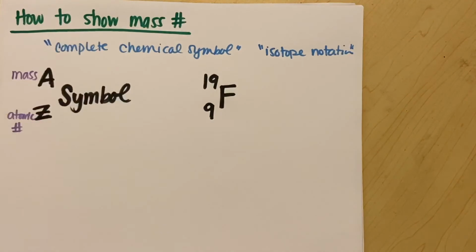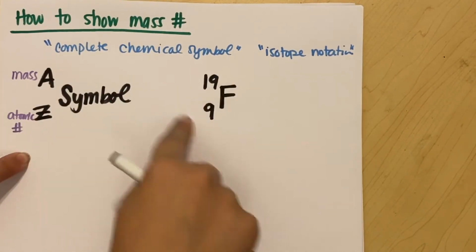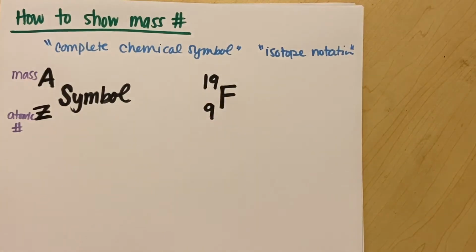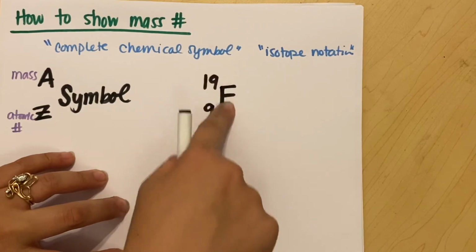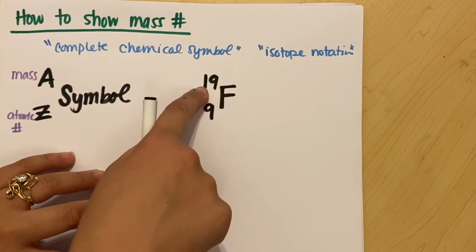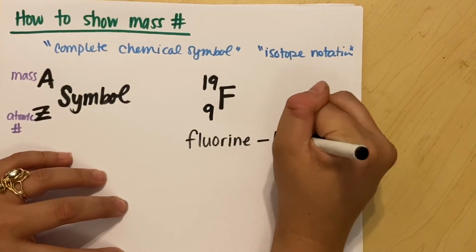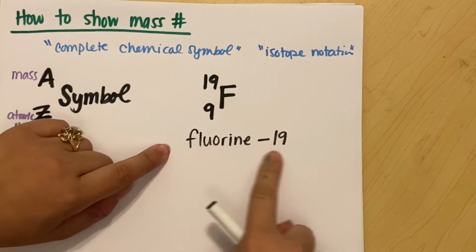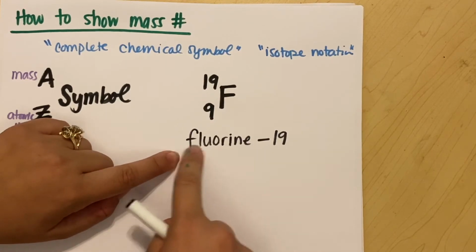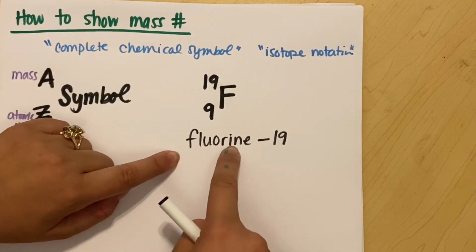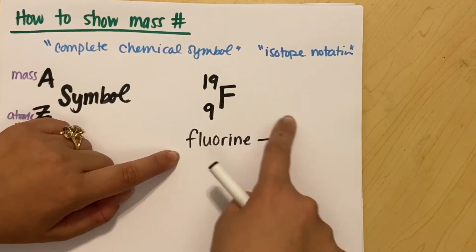That's another way we would write this out, instead of writing the actual complete symbol for it, you'd write it out in word form, quote unquote. So you could say this shows me fluorine 19, or you could literally write out fluorine-19. This is the other way you could write it. So this tells me that I'm dealing with fluorine, what type of element I have, and then the -19 tells me, aha, this is my mass.